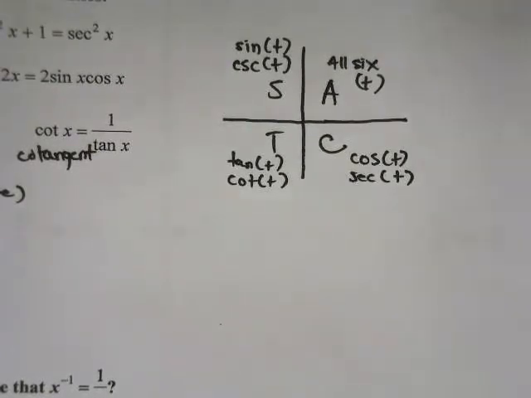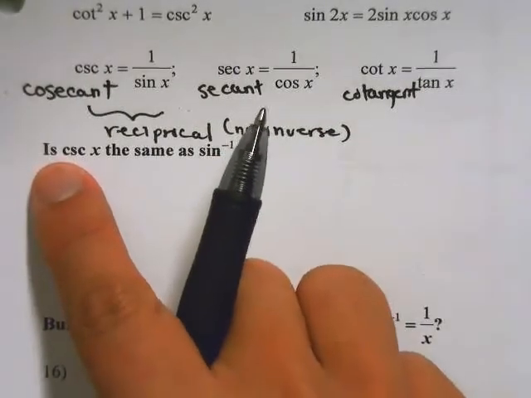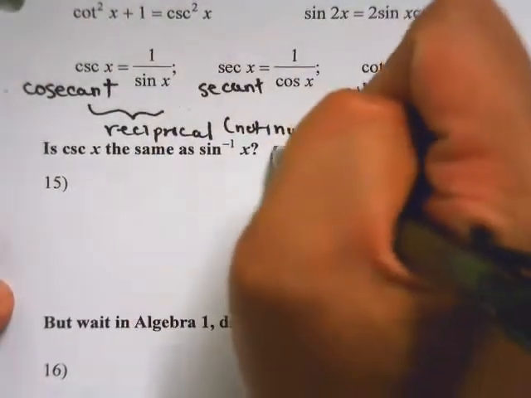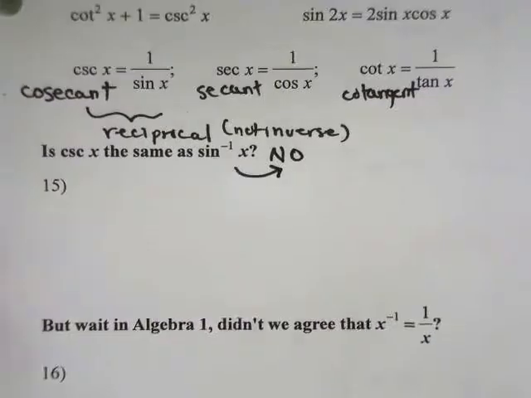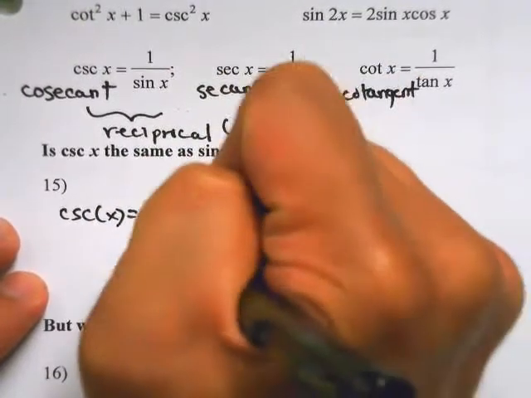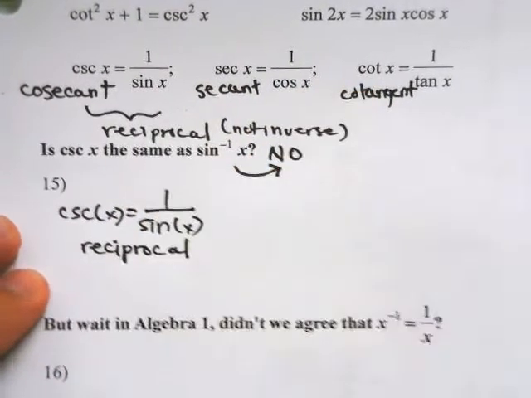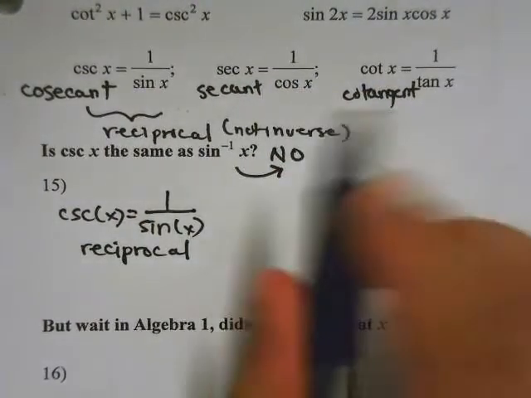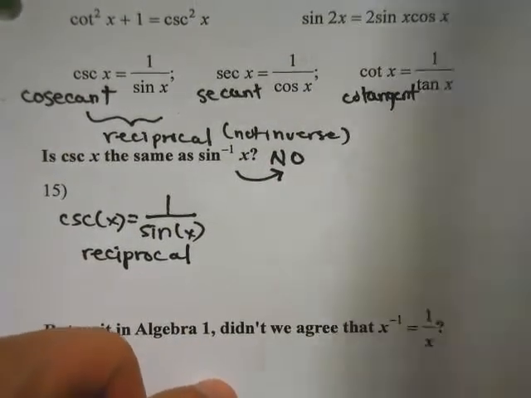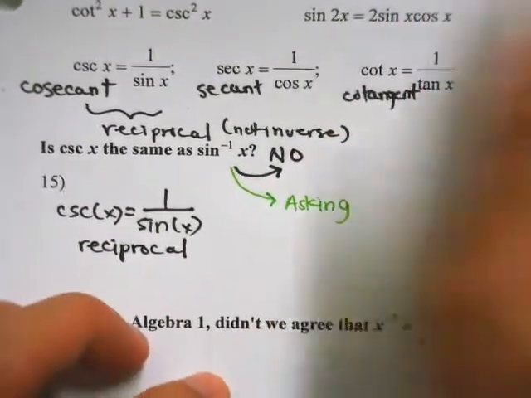I kind of want to go over a couple things because sometimes we see this and think, hey, wait a minute, isn't cosecant the same as sine to the -1 of x? And the answer is no for this one. I do want to remind you guys, cosecant, and I'm just going to copy and paste from number 14, is 1 over sine of x. This is a reciprocal. When we use sine to the -1 of x, it's asking what the theta is, asking for the angle.